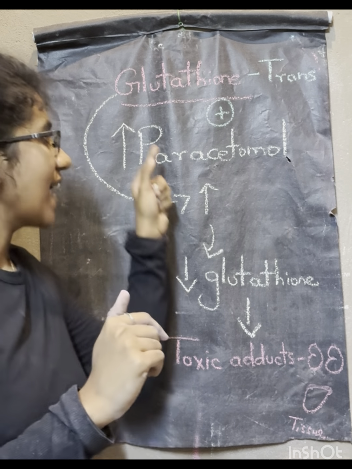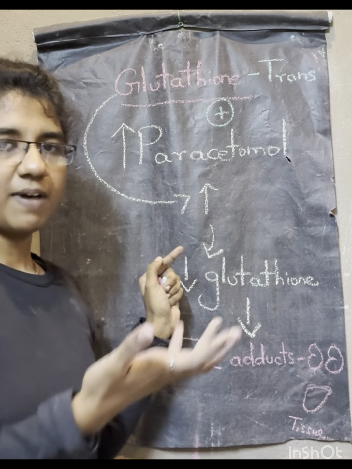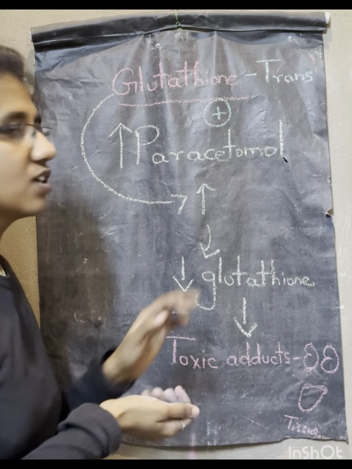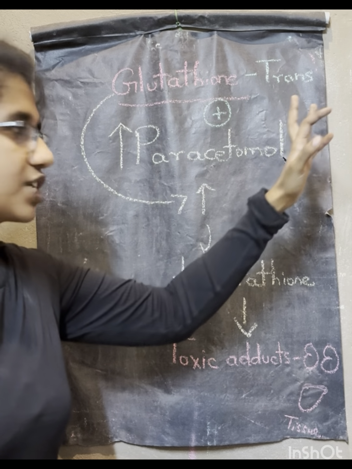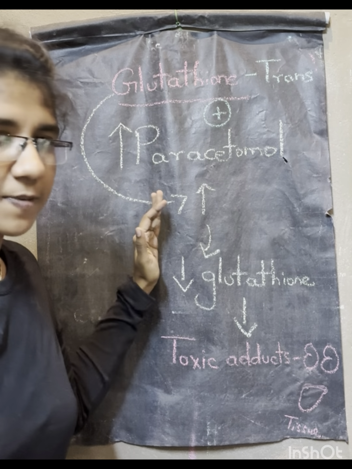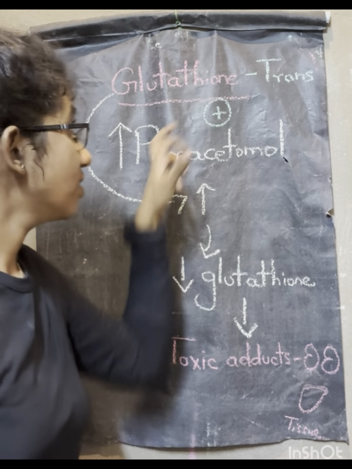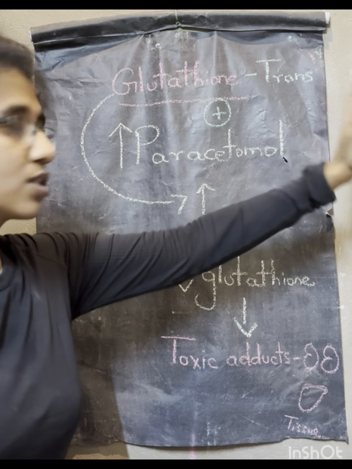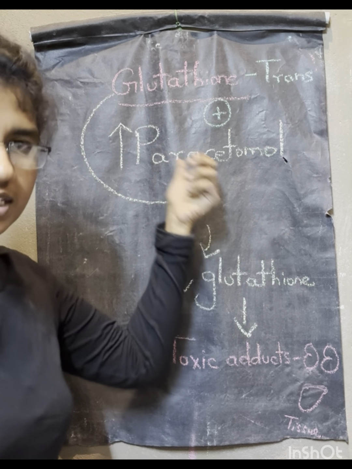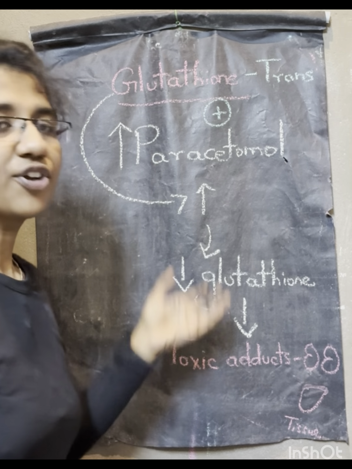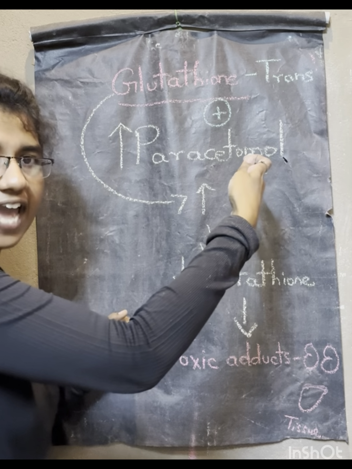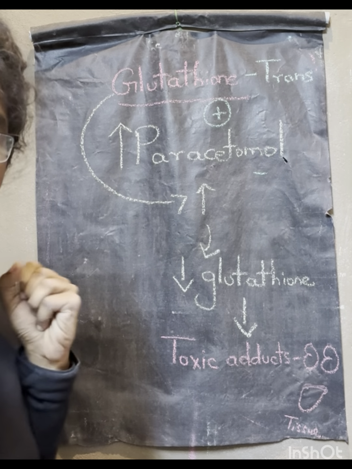For example, if paracetamol is given, excess paracetamol is metabolized by glutathione conjugation. In case of paracetamol toxicity, when excess paracetamol is present, the enzyme glutathione transferase is involved in the metabolism of paracetamol. Because everything is getting attached and metabolized since it is in higher amount, the glutathione reserves in the body will decrease.